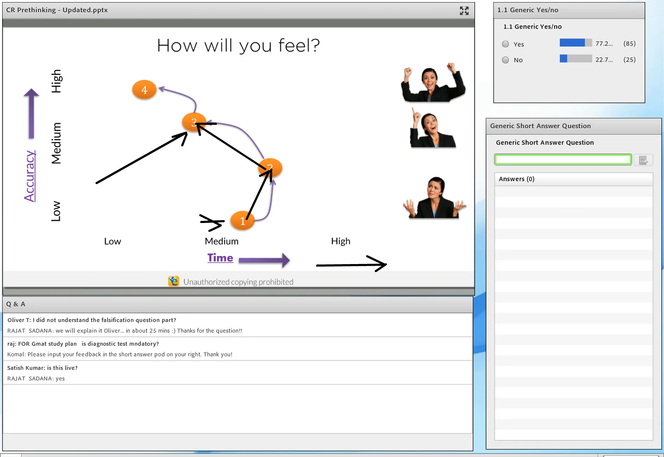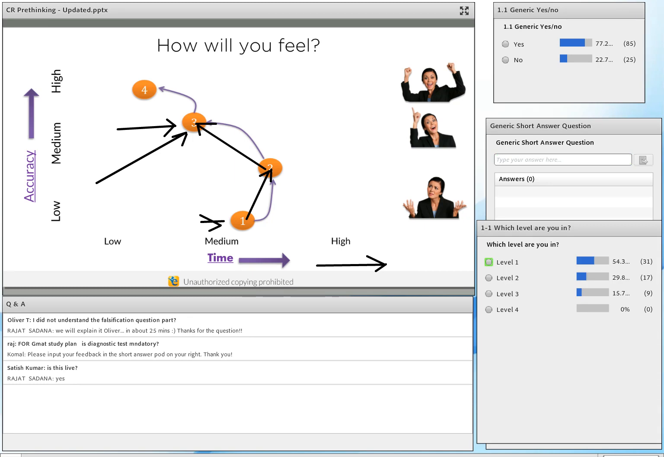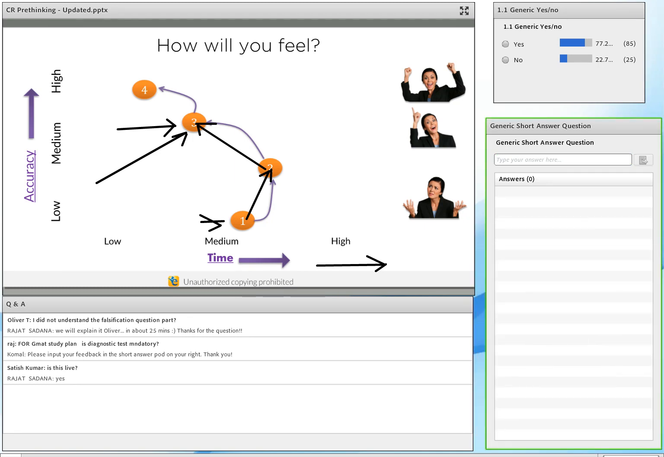Level 3 is when you start getting way higher hit rate while spending less time on an average. How does this feel for those of you who are in level 3 over here? Okay, if you can put your answers in the short answer pod. Eureka! It is a eureka moment overall, and that's something which you should strive for.